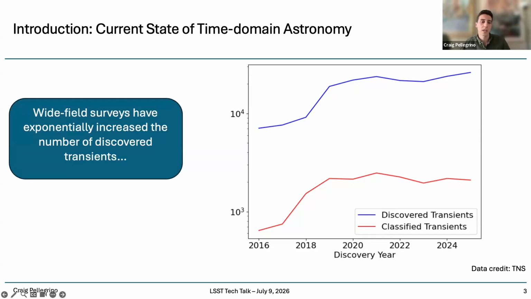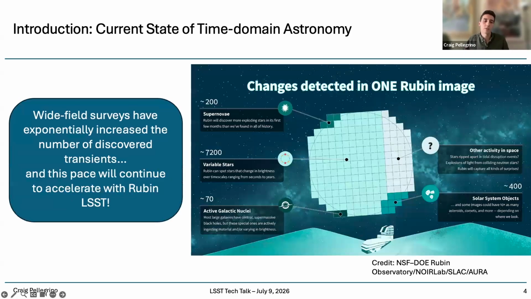So you can see this exponential increase in the rate of discovery, whereas the rate of classifications has more or less plateaued in the last 5 years or so. And this really shows that we've entered this regime in which we're limited by the amount of spectroscopic follow-up resources that we can devote to classifying different transients that we discover. And of course, this problem is only going to get worse as we've officially reached now the start of LSST.